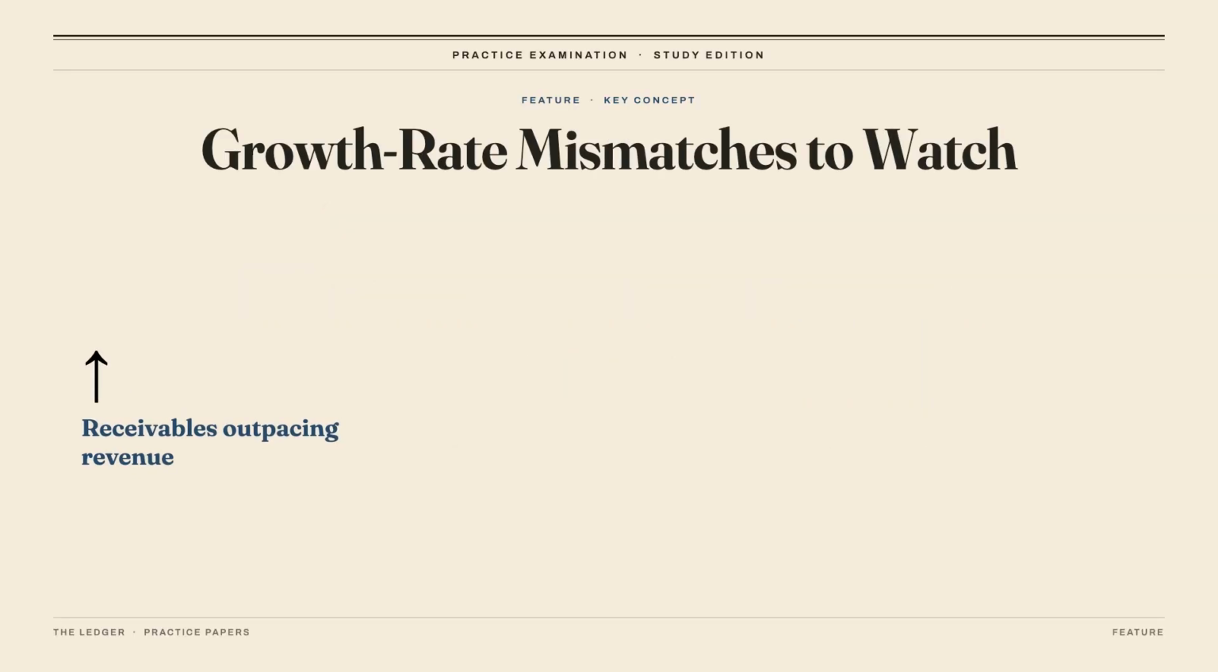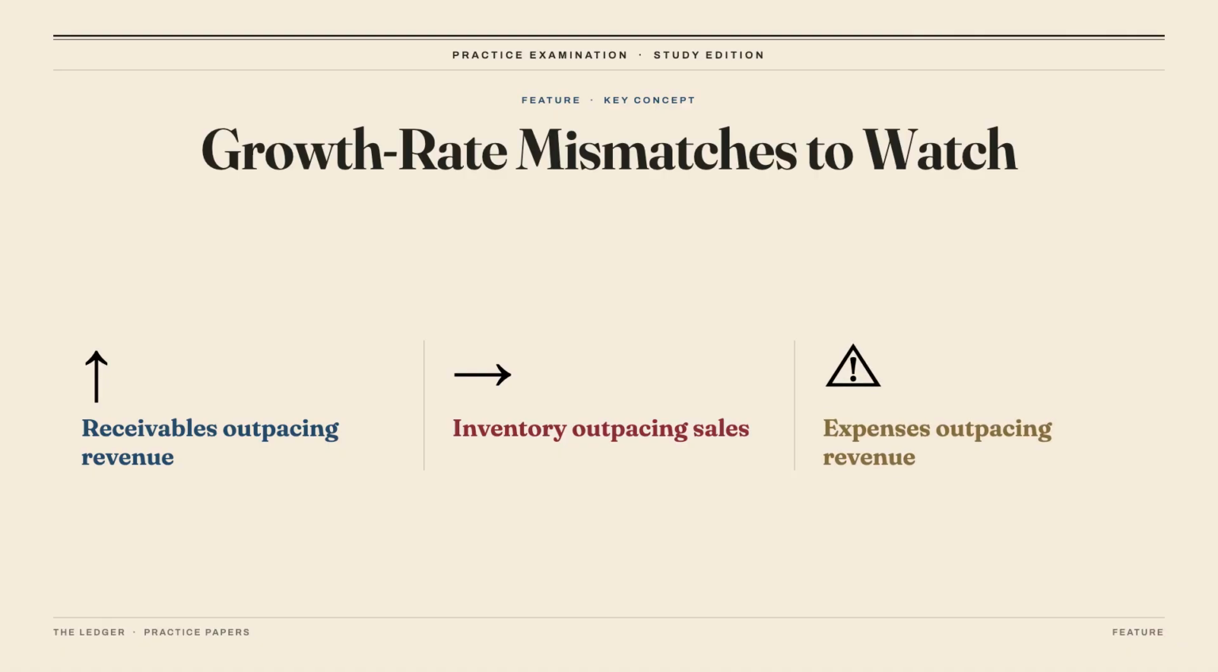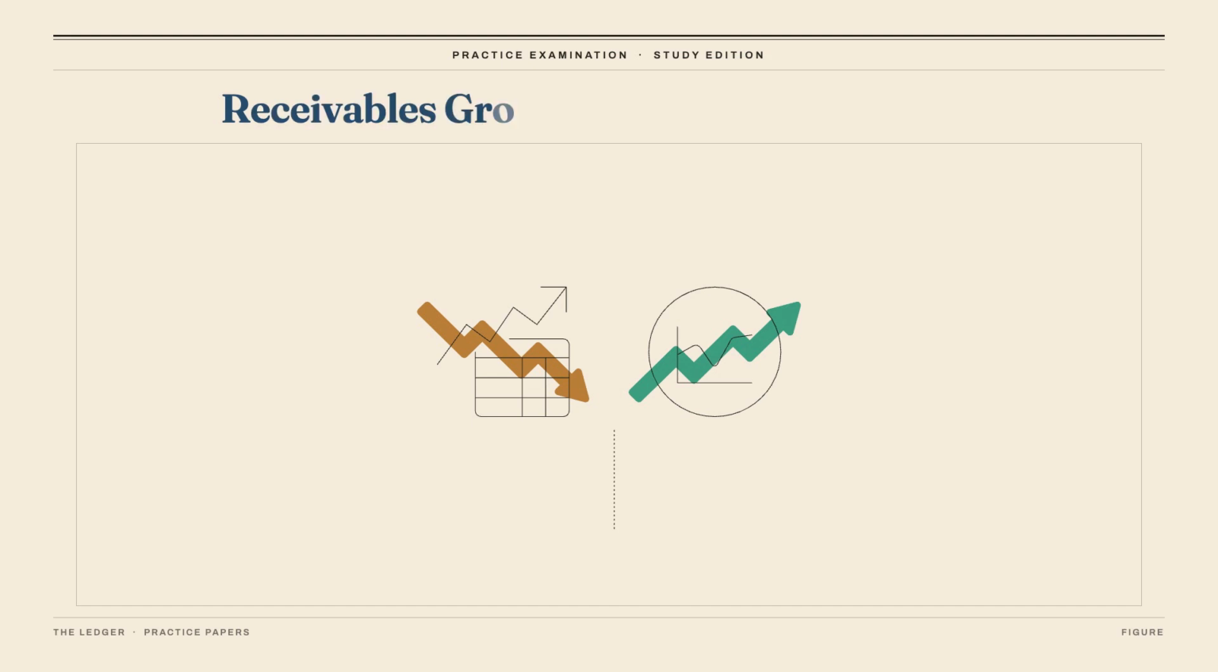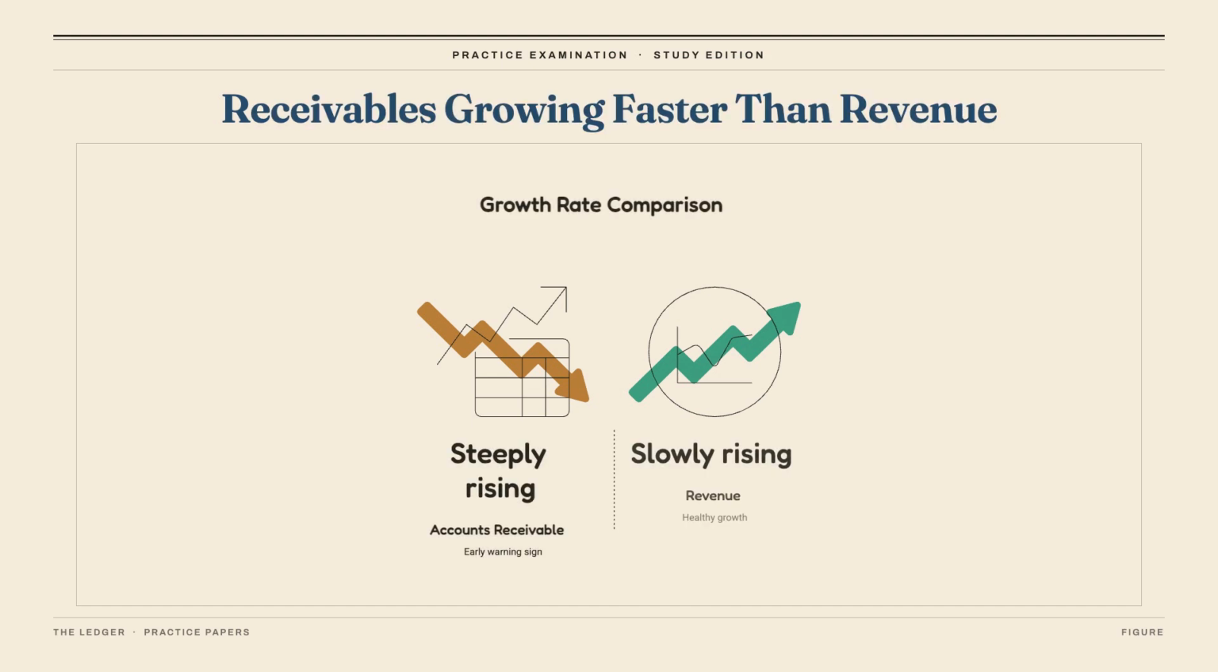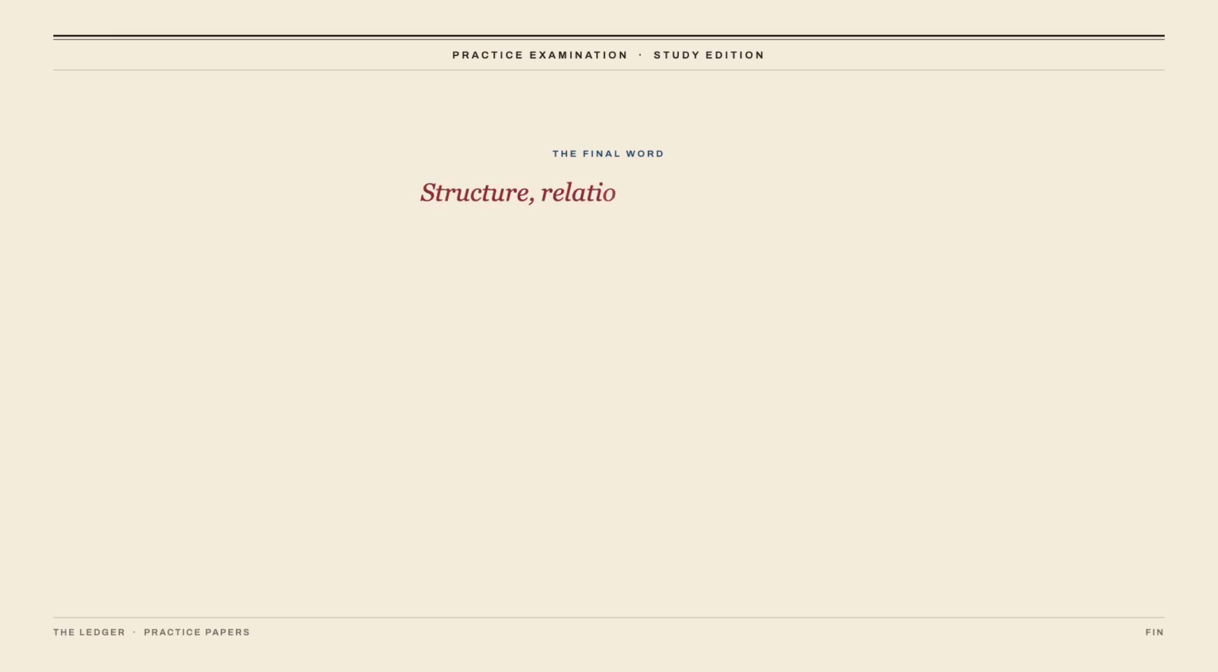The tool is designed to expose mismatches in growth rate: revenue growing while receivables grow much faster, inventory outpacing sales, or expenses rising quicker than the revenue meant to cover them. Suppose accounts receivable grow at a rate many times that of revenue. Laying the two rates side by side makes the gap leap out, an early warning that something is deteriorating before it ever reaches the income statement.